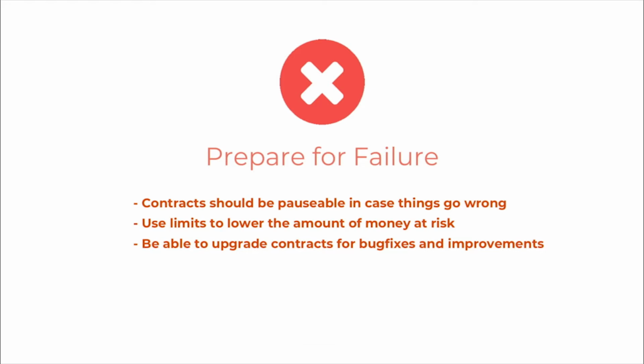So prepare to fail early and fast. Here are some techniques that will help you prepare for failure. Make sure your contracts are pausable. You never know when you might run into an issue, like if you encounter a bug during an ICO. Use state variables to limit the amount of Ether you put at risk in your contracts, and have a way to upgrade your contracts. One way to upgrade your contracts is to use a registry contract, which holds the address of your contract's latest version.